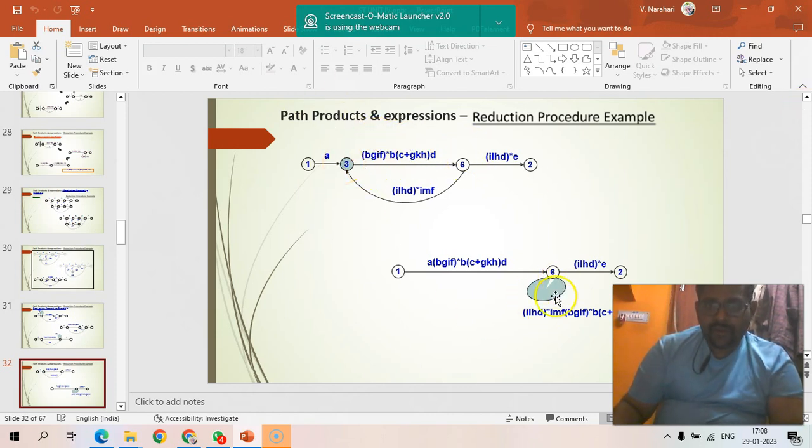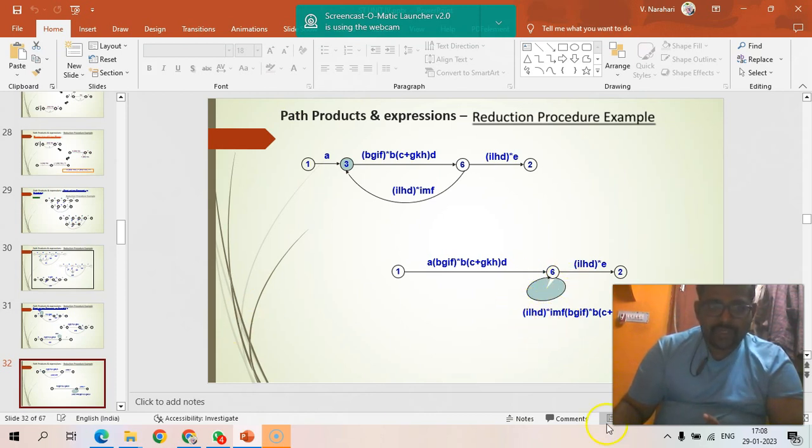So self loop of 6. So entire this thing, ILHD asterisk IMF of BJIF asterisk of B of C plus GKH into D, and this particular thing will flow through this also. So I have to apply the path product to the previous node. So that's why here I'm applying the path product to A as well as this particular thing. So if I remove this particular self loop, what will become?